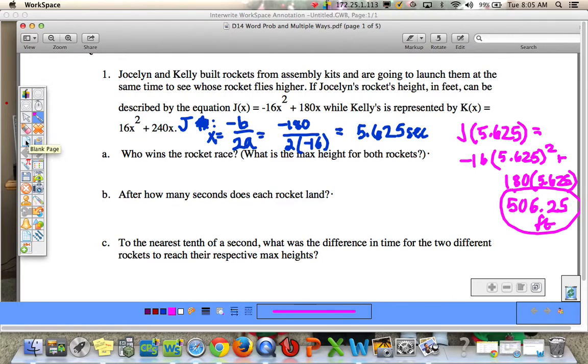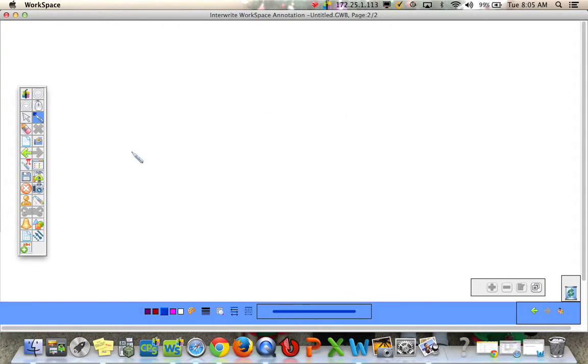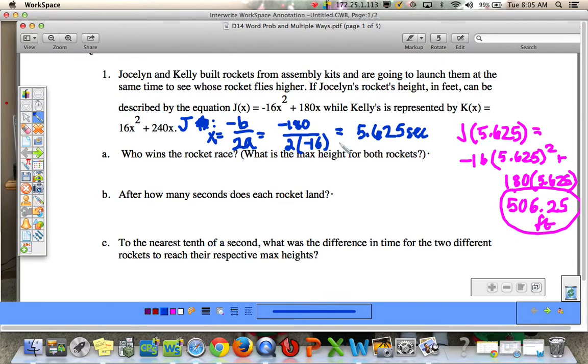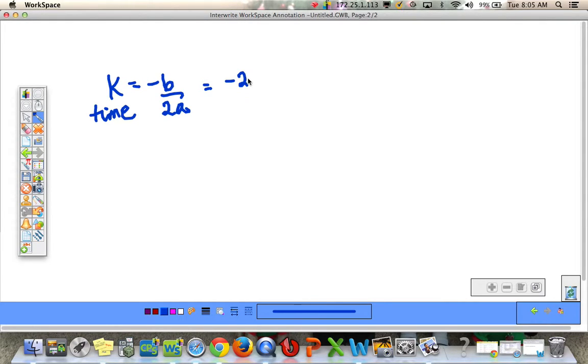Let's do the same thing for Kelly. So for Kelly, again, we're going to use that negative b over 2a to figure out the time. So this is her time. So let's look at her b value. It is 240, negative 240, over 2 times negative 16. And if you calculate that, you'll get 7.5. Okay, so hers reaches her max height at 7.5. It takes longer, but it gets higher.